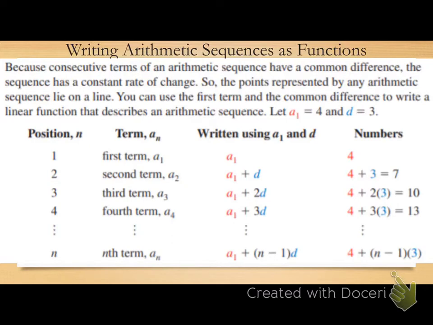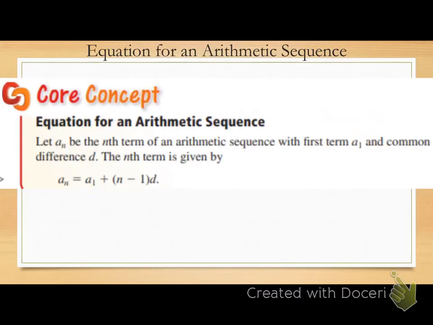So they use the numbers 4 and 3. First term is 4. The second term is 4 plus 3. Third term is 4 plus 2 times 3. Fourth term is 4 plus 3 times 3. So on and so forth. Does everyone see that? So, that leads us up to our formula for writing functions of arithmetic sequences.